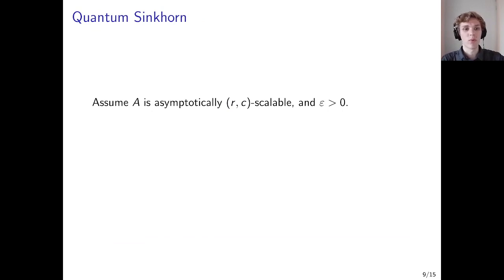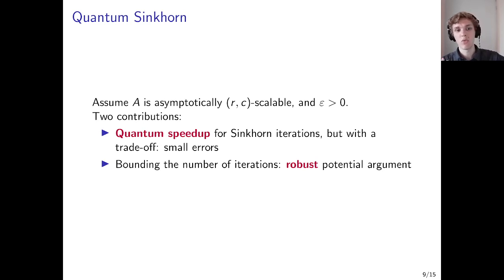Now, let's get to the meat of quantum Sinkhorn. What's quantum about it and how do we make it? So I want to assume that A is asymptotically RC scalable and we're given some precision epsilon larger than 0. Then the quantum Sinkhorn part consists of basically two contributions. So first we show that you can get a quantum speedup for implementing the iterations themselves. However, this comes with a cost, namely that we make small errors which are relatively large compared to the ones you would make with a classical algorithm. And then to counterpoint this, we have to bound the number of iterations in a new way by giving a robust version of the potential argument that one would use for a classical algorithm.